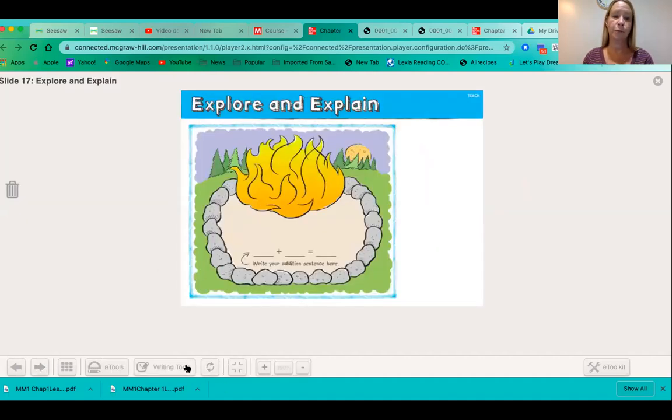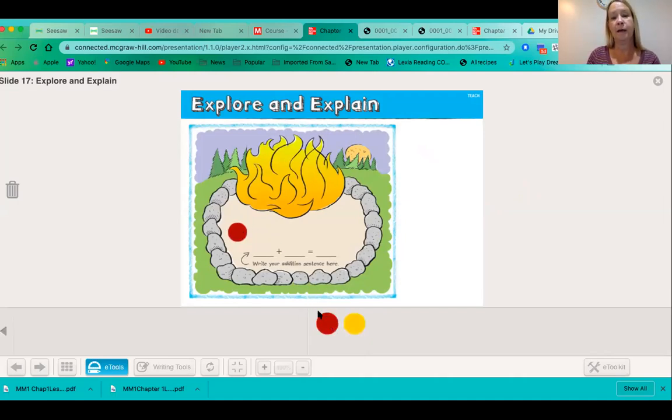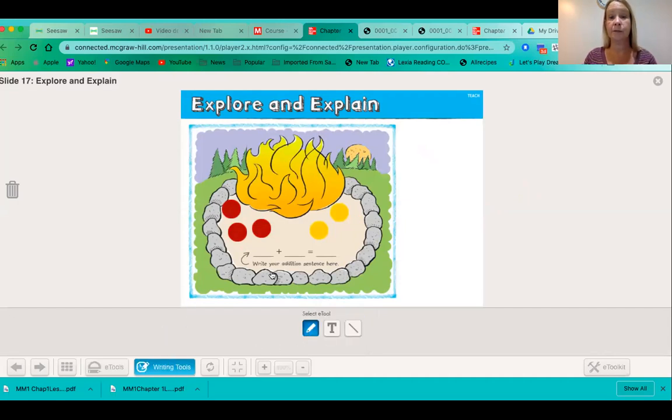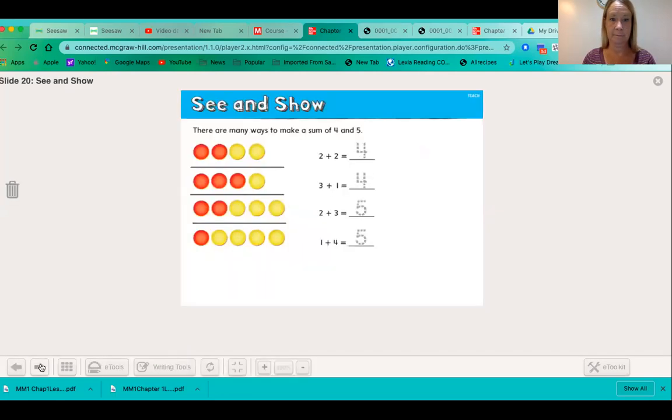All right, so we're going to do one more here. So I'm going to say we had 3 s'mores sitting around the fire. And then we had 2 more s'mores sitting by the fire. How many s'mores did we eat all together? So I will write a number sentence. 3 plus 2 equals 5.